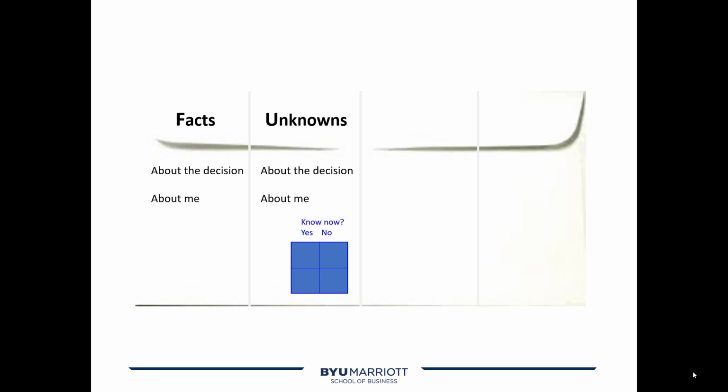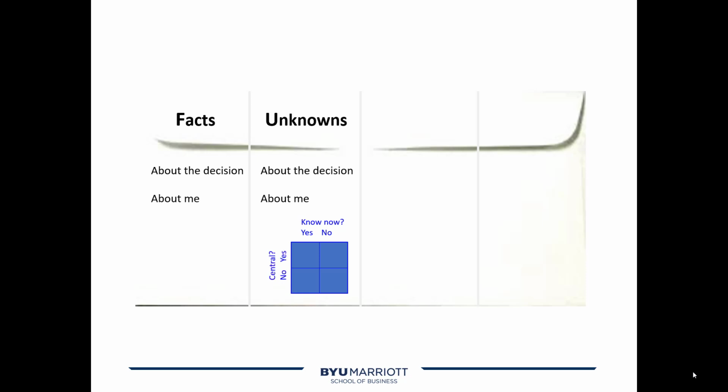So for each of the unknowns on that list, you want to go through and ask yourself, do I need to know this now? Is this an urgent item of information that I really need to focus on? So you might make a red check mark, or a green check mark, or something for the ones that fall into the yes category and the ones that fall into the no category.